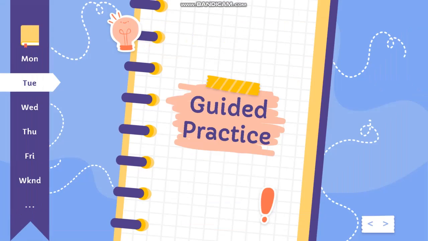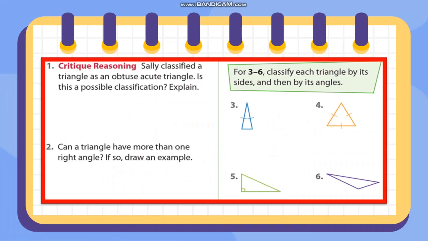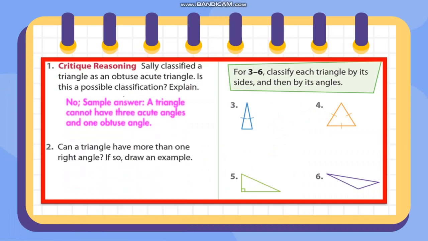Now let's continue. Sally classified a triangle as an obtuse acute triangle. Is this a possible classification? The answer is no. Why? Because a triangle cannot have three acute angles and one obtuse angle. If you add all of that, it is more than 180 degrees. In short, she is classifying according to its angle as both obtuse and acute. That's why it is not possible.